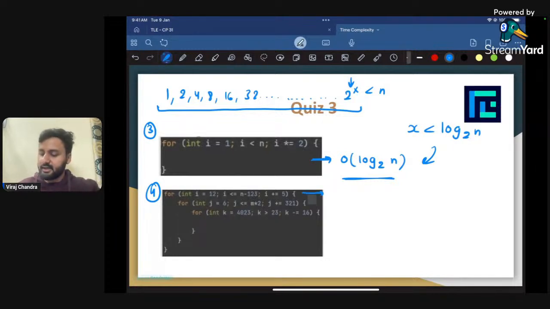So this also runs in n order. This runs in m order. And this runs in k order, but k order is constant. So can I write this as O of n into m? Yes. Cool. Okay, I hope this is clear.